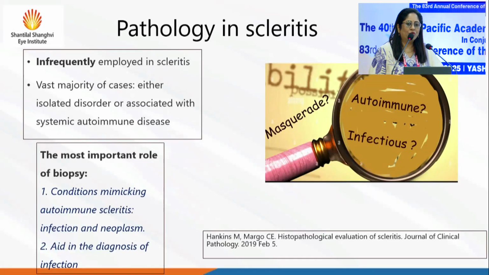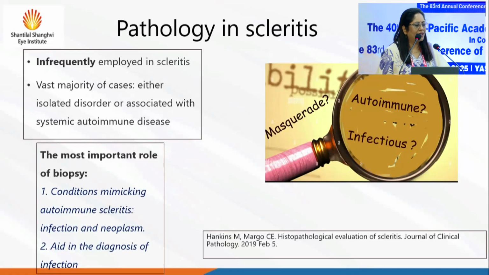Most cases of scleritis can be either an isolated immune-mediated disorder, or they can be associated with systemic autoimmune disease. If it's systemic autoimmune disease, sometimes the answer is in front of us, say RA or GPA and so on, so we don't really look at pathology from sclera. The most important role for me as a clinician when I want to perform a scleral biopsy is when I have conditions which mimic immune-mediated scleritis, for example, infection, and the rarer neoplasm as well.